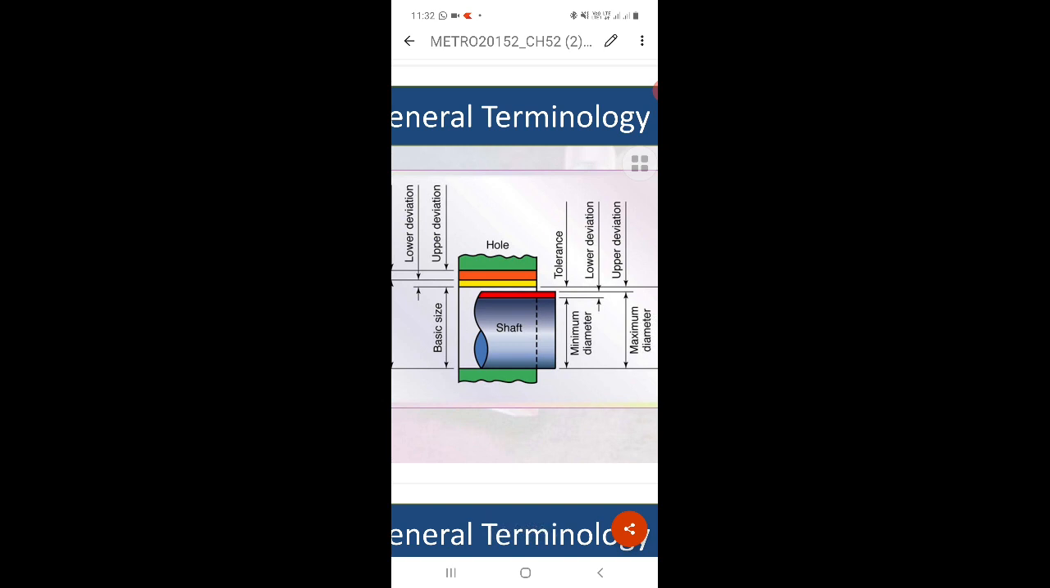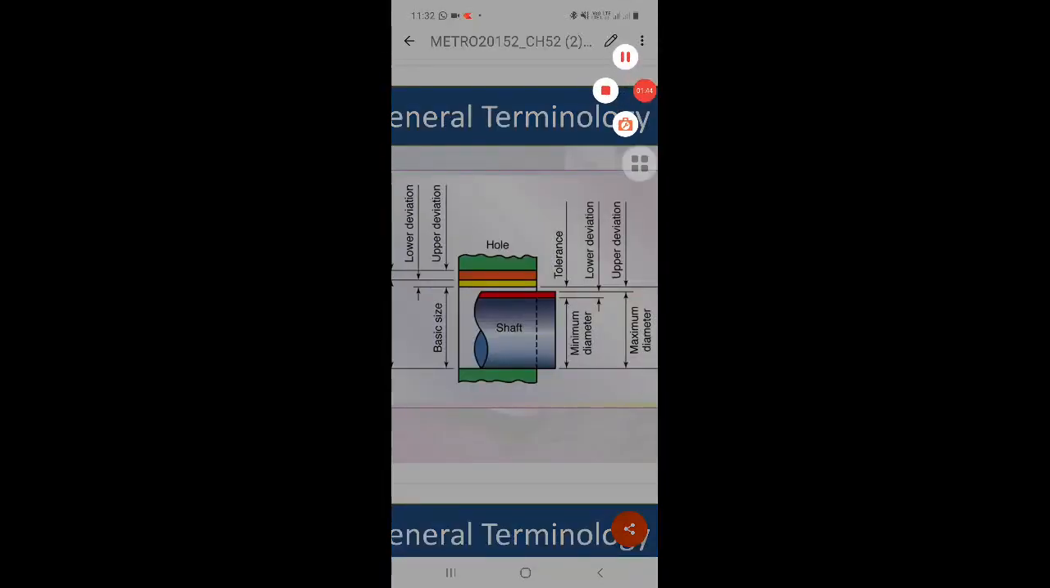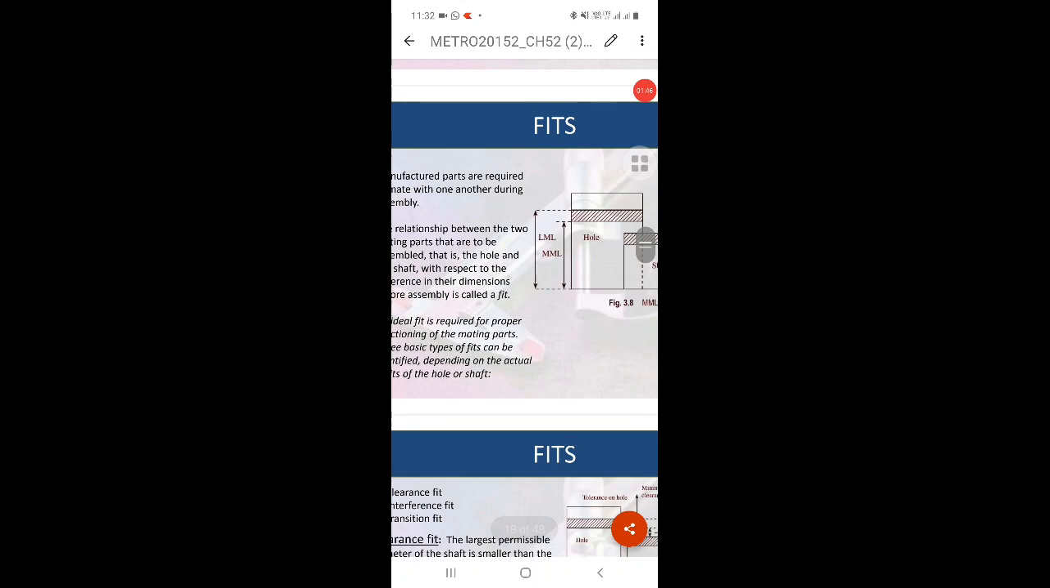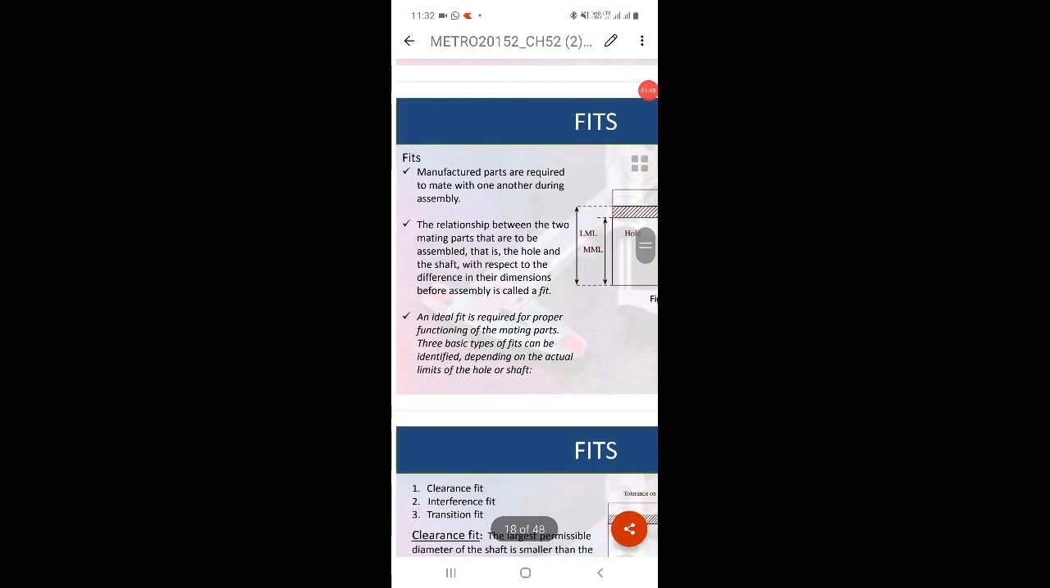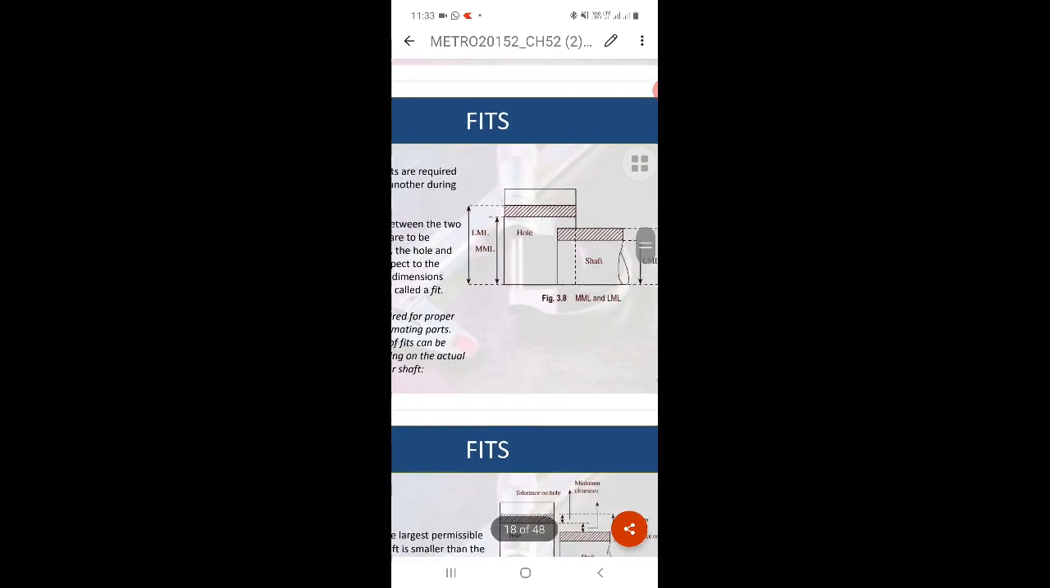So let's start next. What do we mean by fits? A fit is the tightness between two parts. Manufactured parts are required to mate with one another in an assembly. The relation between two mating parts that are assembled, that is a hole and a shaft, with respect to the difference in their dimensions before assembly, is called a fit.